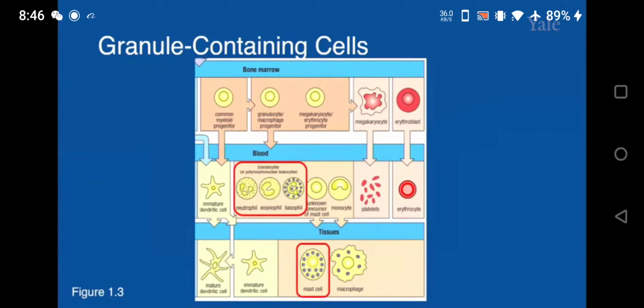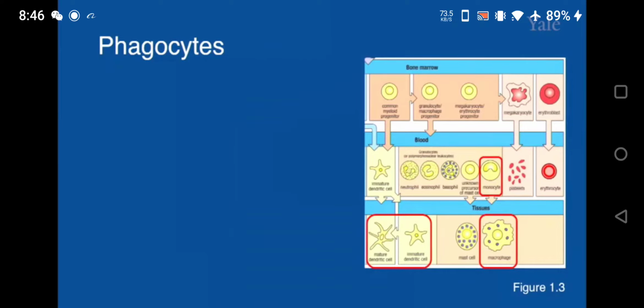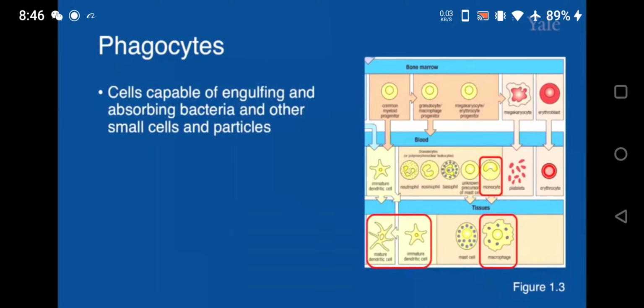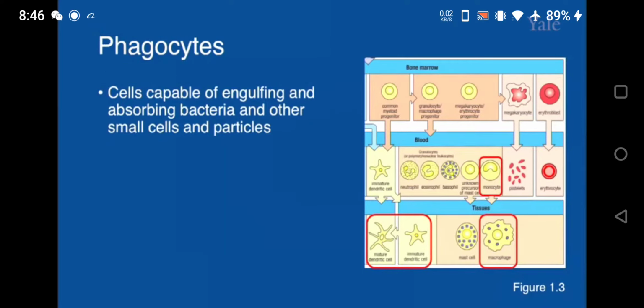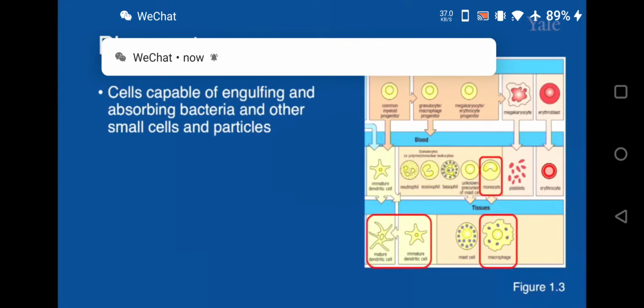Now, as we move on to another set of cells that also derive from the common myeloid progenitor cells, we'll now be shifting our focus to phagocytes. So the general properties of these cells that are highlighted here in red are that these cells are capable of engulfing and absorbing bacteria and other small cells and particles from their environment. So again, this is one property of the previously discussed subset of cells called neutrophils. However, because the neutrophils' main function isn't phagocytosis, they're not included within the phagocyte family. Now let's start with monocytes.